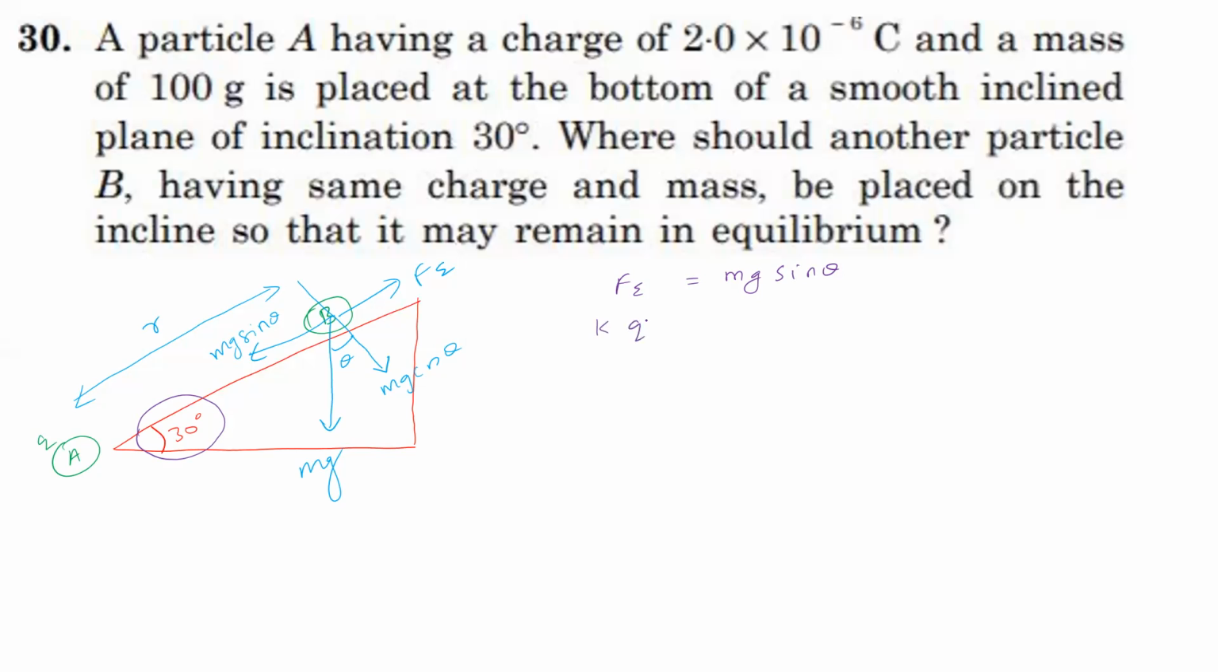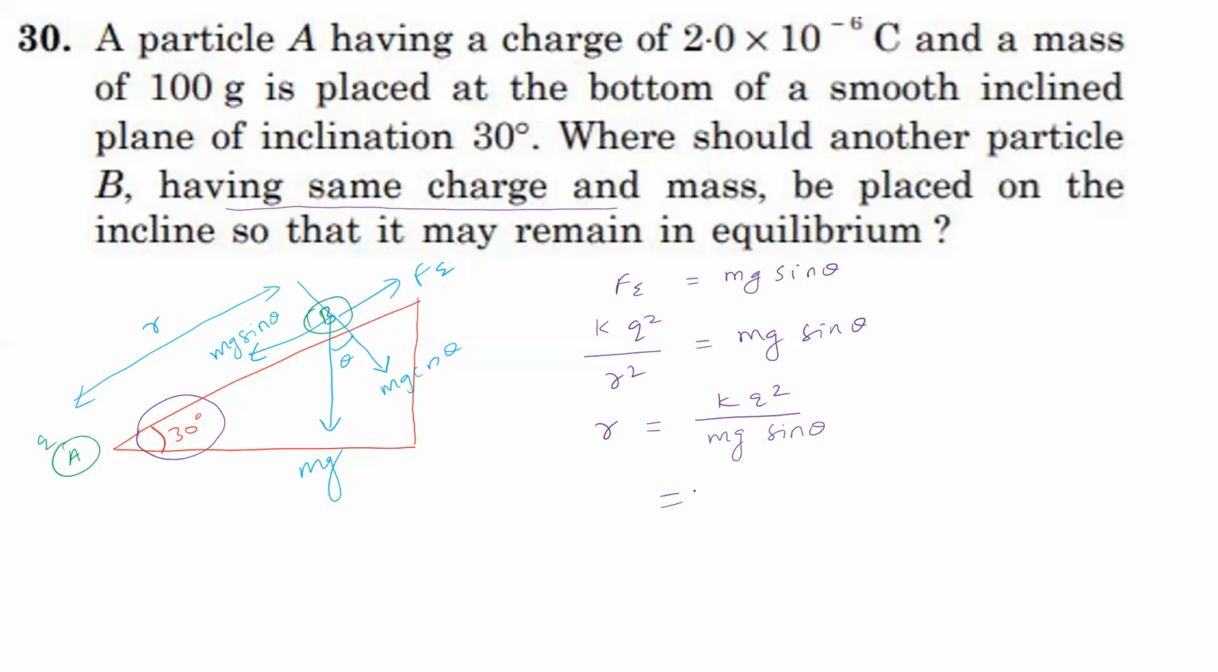Here two equal charges are given, the same charge and mass, so it is K Q square divided by R square equals mg sin theta. We need to find R only. To find R, taking R square to the right side, R square is equal to K Q square divided by mg sin theta.